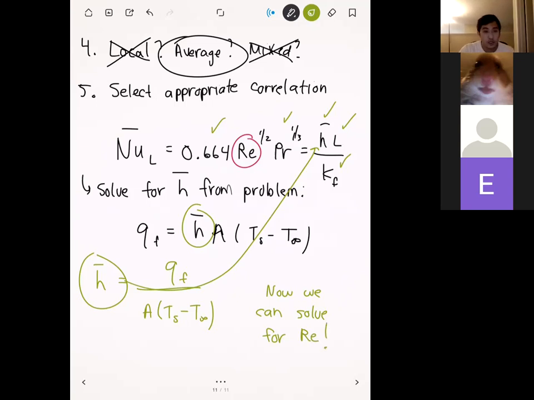And then from the Reynolds number, we'll be able to solve for the velocity. Okay. All right. Any questions so far?